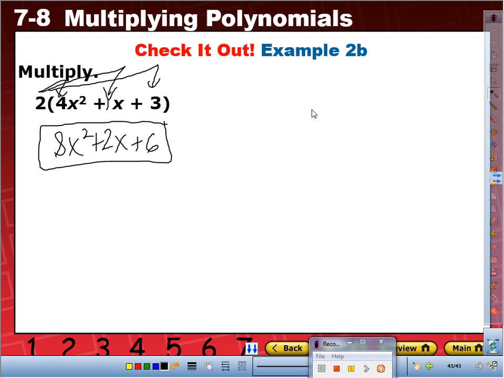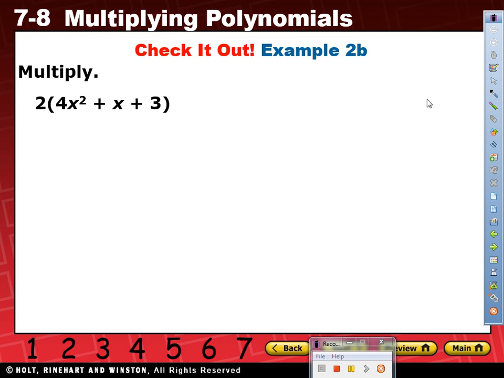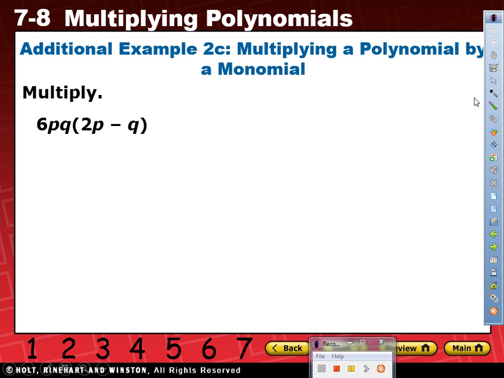Okay. So if you notice, now we're multiplying monomials times polynomials. But it's going to start getting a little bit more interesting. So copy this one in the back, please. Example 2c. 2c.